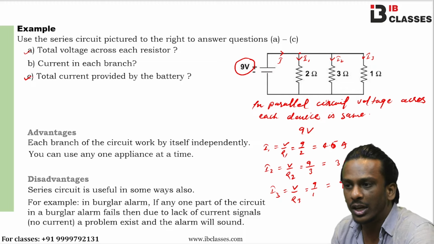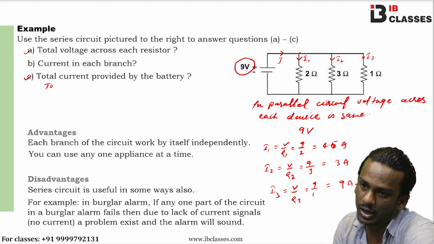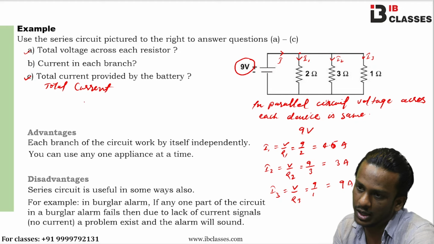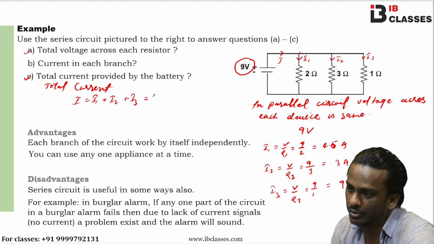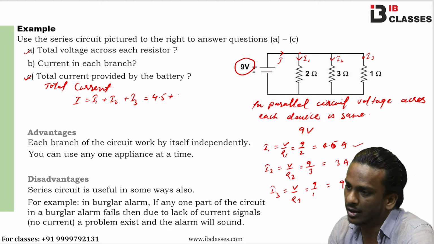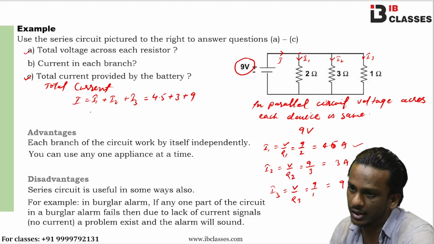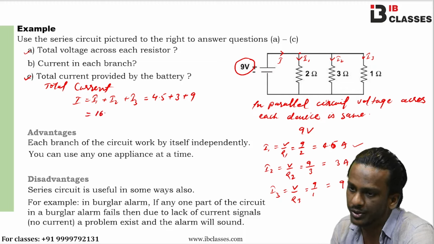Last one is the total current provided by the battery. Hence, we can say the total current I is equal to I1 plus I2 plus I3, which is equal to the 4.5 you have calculated here, plus 3 plus 9, which will be equal to 16.5 ampere.